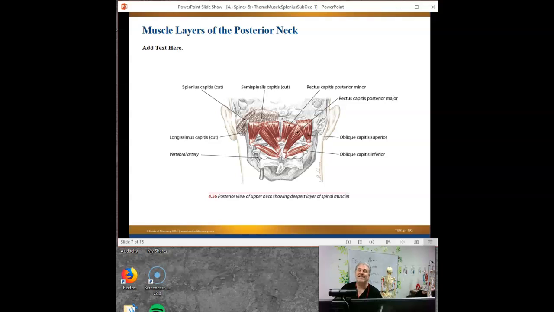So, essentially, we're about to learn about the origins and insertions of these muscles. But I don't want you to get too lost in them. What I want you to really remember about these four pairs of muscles, which is why there's 8 in total, 4 on each side, is that they attach the occipital region to C1 and C2.